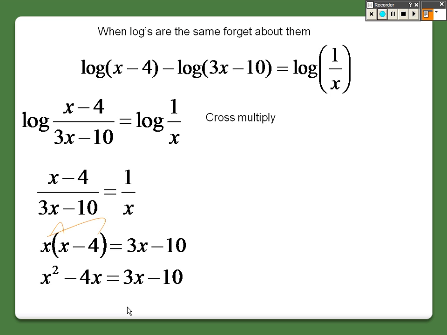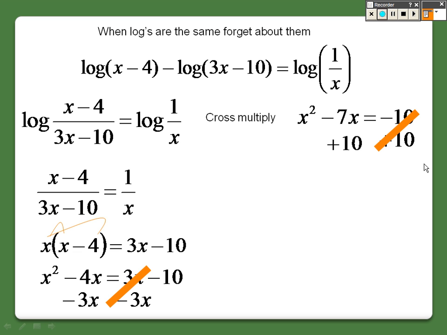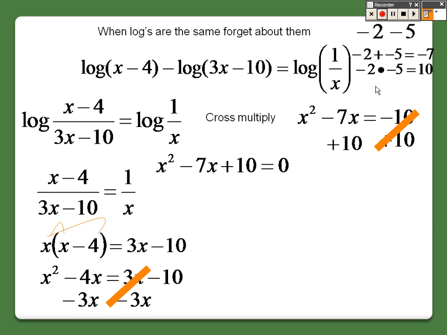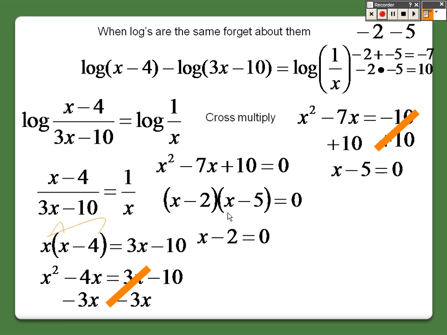And I can push everything on one side together. So minus a 3x, so I get negative 7x. I'm going to add 10 to both sides, so I get x squared minus 7x plus 10 equals 0. So can you think of two numbers that multiply to give you 10, that add to give you negative 7? The correct answer is yes. Negative 2 and negative 5, because negative 2 plus negative 5 is negative 7. Negative 2 times negative 5 is 10. So I end up getting x minus 2 and x minus 5. So when I solve each of those, I get 2 and 5 as my answers.